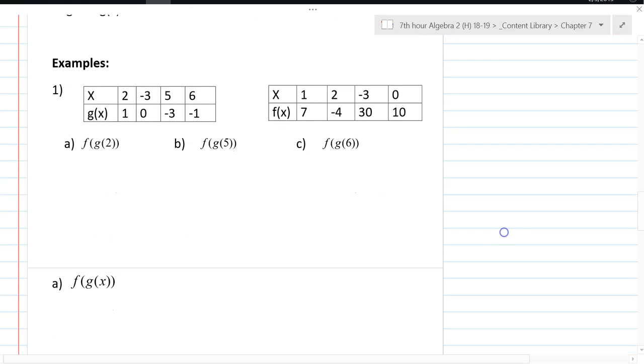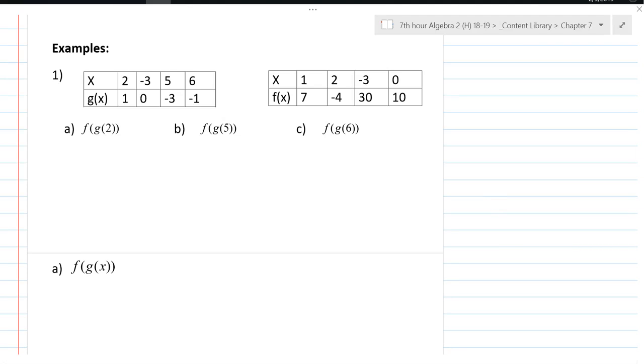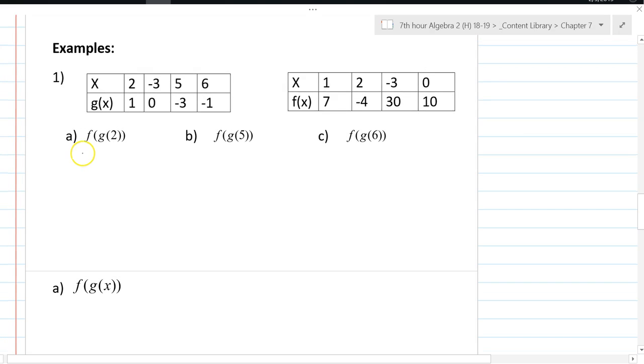Okay, so we're going to start with compositions involving tables. I'll give you a table of values called g and a table called f, like an XY table. We're going to find f of g of 2. We start on the inner function. In a composition, the function on the inside we'll call the inner function, and the function on the outside we'll call the outer function. So we start with the inner function and find g of 2.